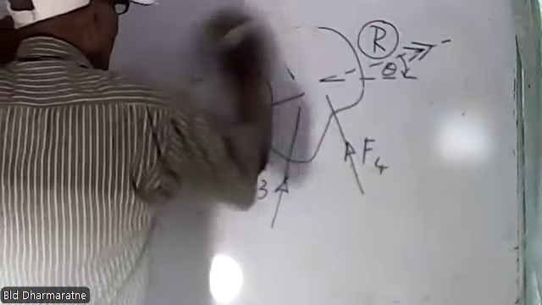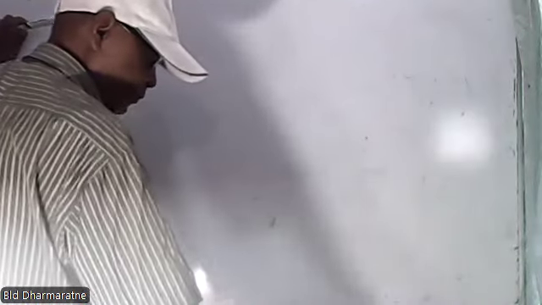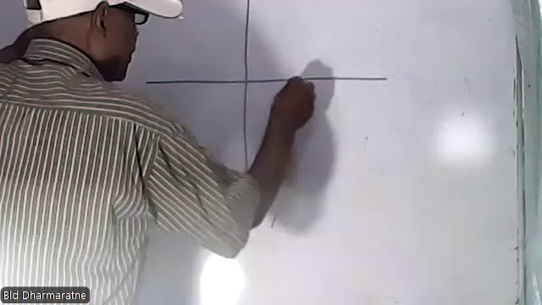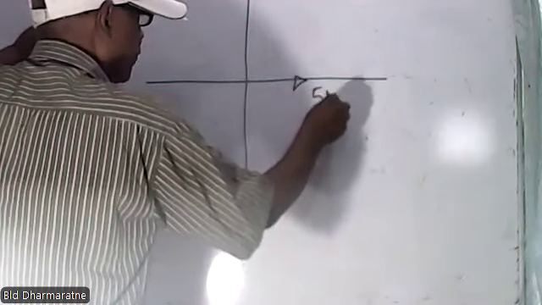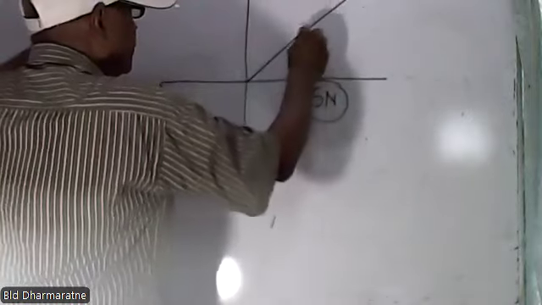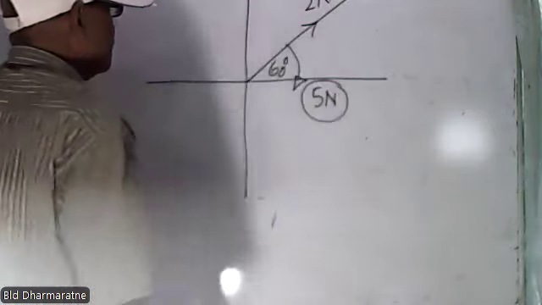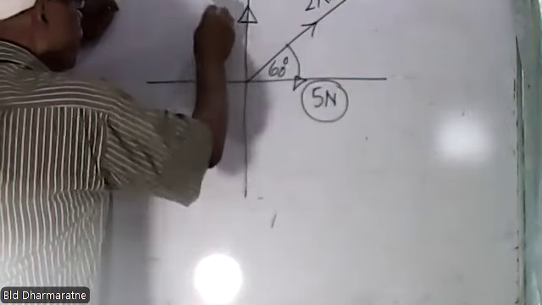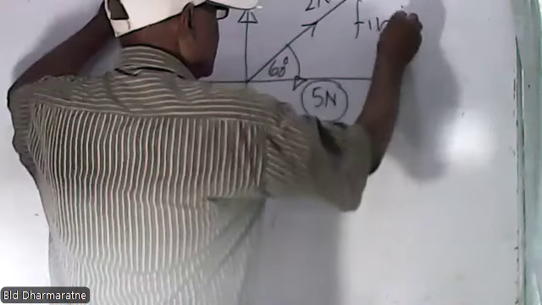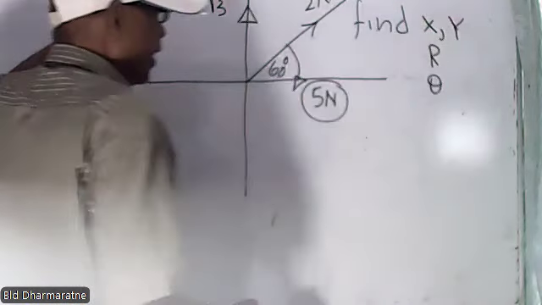Now we take an example. We take a plane with various forces acting on it. In this direction 5 Newton, in this direction 5 Newton. Then in this direction 2 Newton, inclined at 60 degrees, and in this direction root 3. Now find the x component, the y component, and the resultant and direction theta, inclined to the horizontal angle.